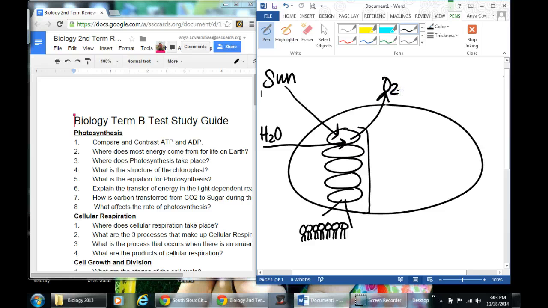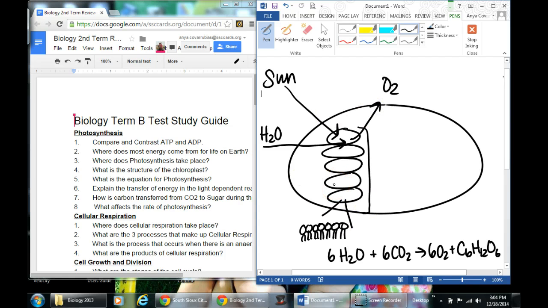And if you remember our photosynthesis equation, we use 6 H2O plus 6 CO2 yields 6 O2 plus 1 sugar, which was C6H12O6. And so oxygen is produced, and this is all within the light-dependent reaction.